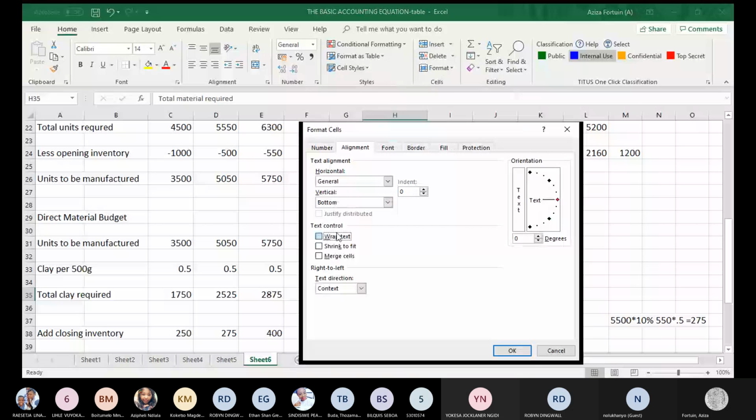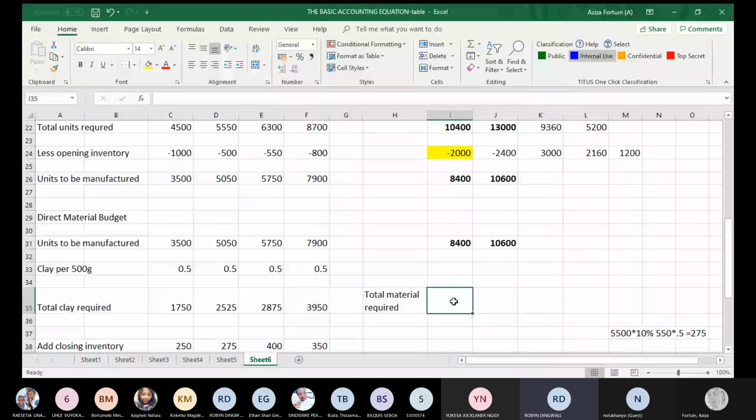Robin, what is the total material required? Sorry, Aziza, I'm lost a bit. I had to go see somebody outside, so I just got back. Okay, you can just fall in. Yukisa, what do you say? Sorry, I was on mute.